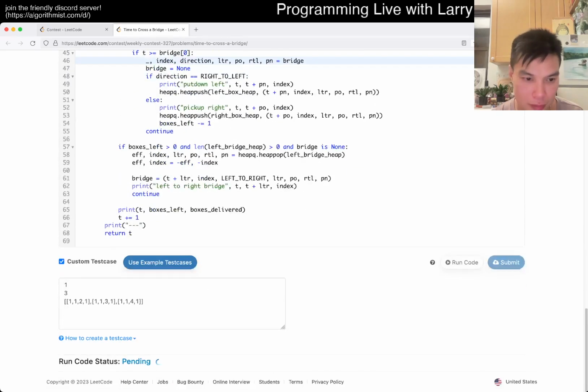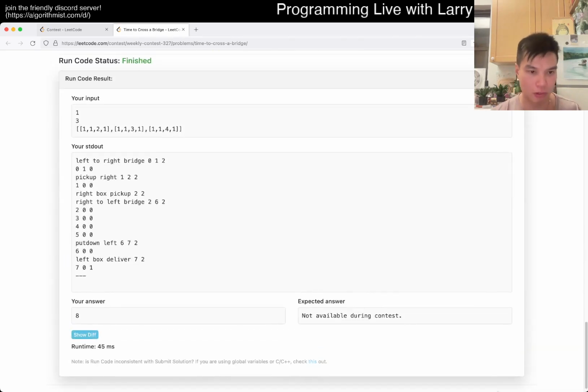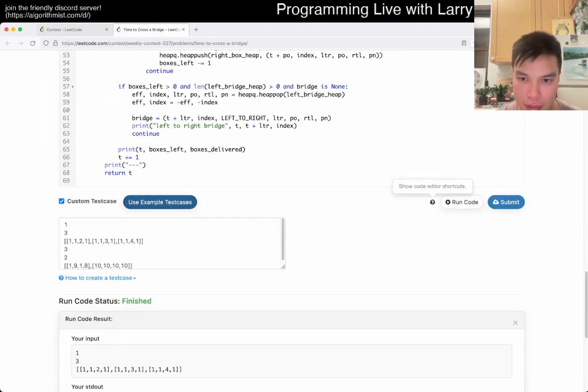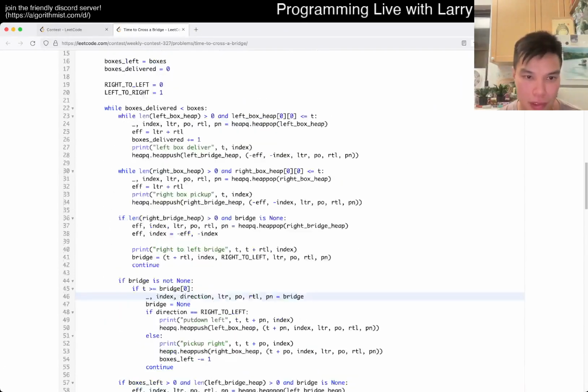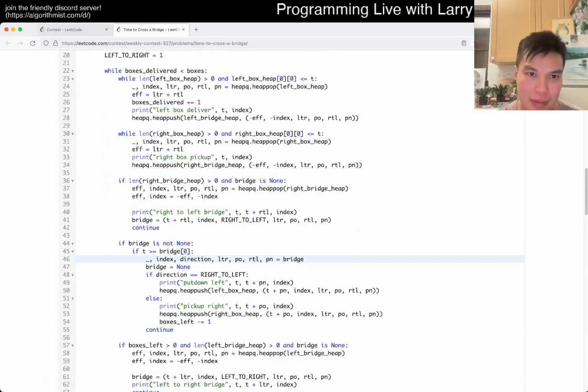Wow. Okay, so this isn't quite right because we waited until the left one is delivered. Let's actually see if this other one is close. 59? Probably close. So we're probably close, but oh man, I can't believe I had that typo though. Okay.